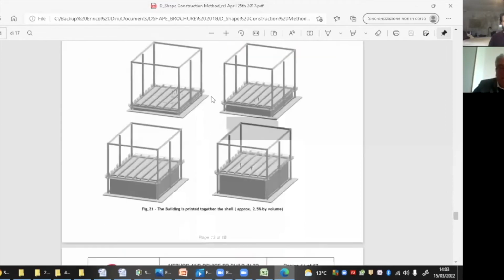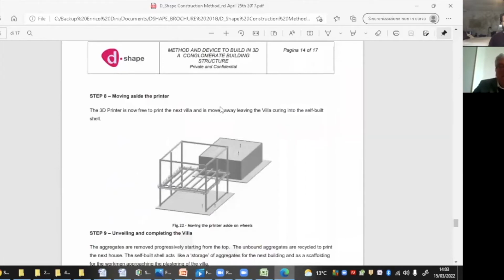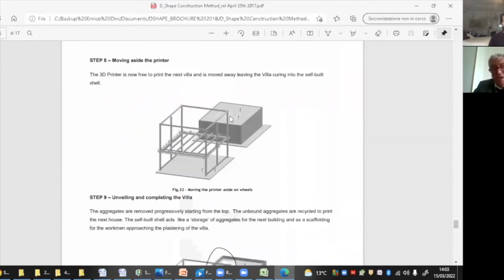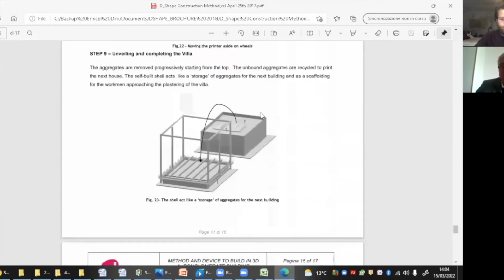But basically at the end, this is the crucial moment, that is moving the printer aside. What does moving the printer aside mean? It means that the printer is on wheels, on a sort of gigantic gantry on wheels. So you move the printer away, and you start immediately to print the next building, recycling the sand.